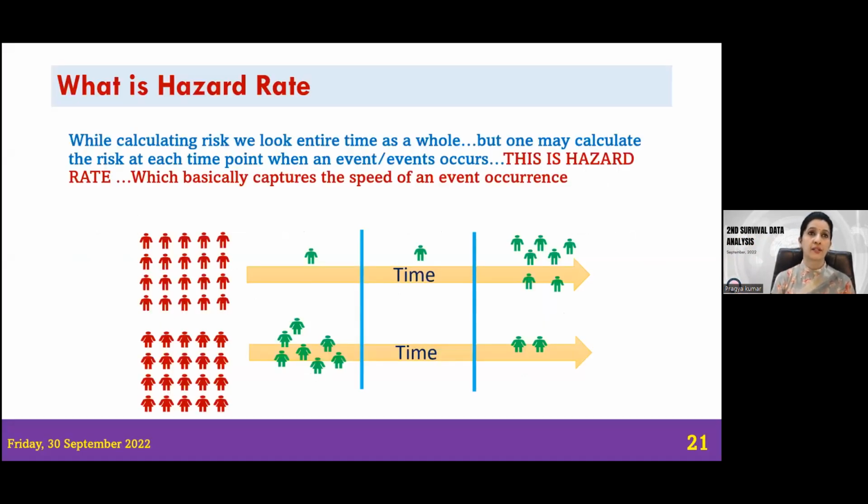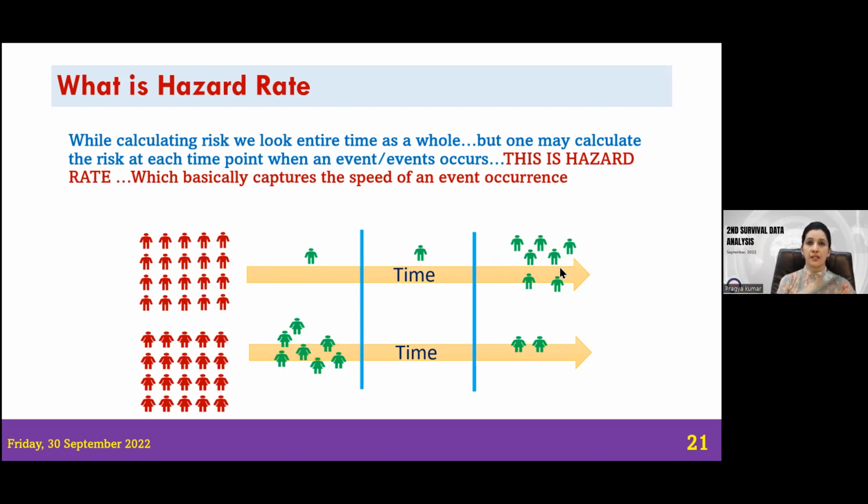So hazard rate, we have now seen the answer to the question: what is this hazard rate and how has it suddenly come into the picture? We explained this in the beginning regarding the episode of event. While we calculate the risk, we look at the entire time as a whole. If you have to calculate the risk at this time point, you are not worried whether it is high in the early period in the case of a female, or high in the late period in the case of a male. So we calculate the risk at the end.